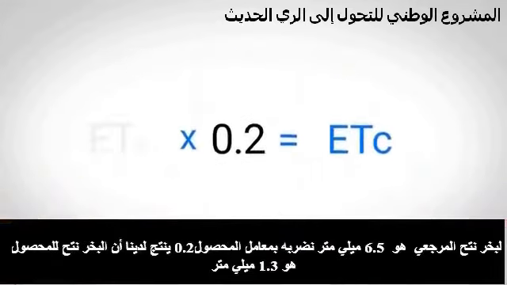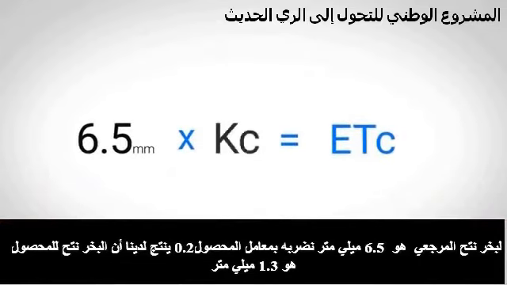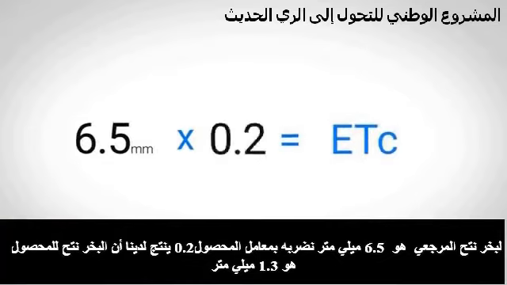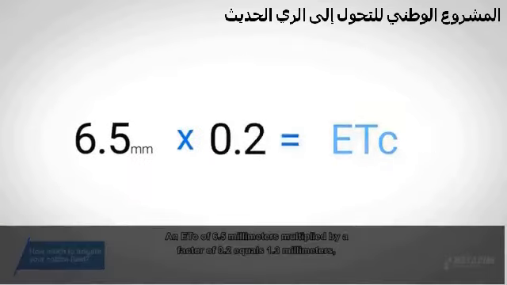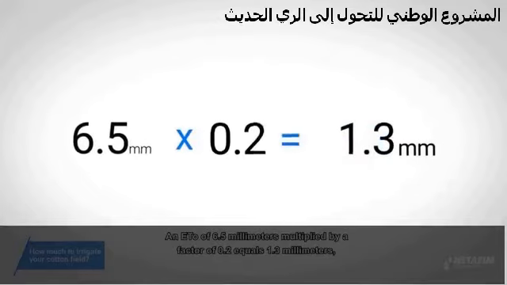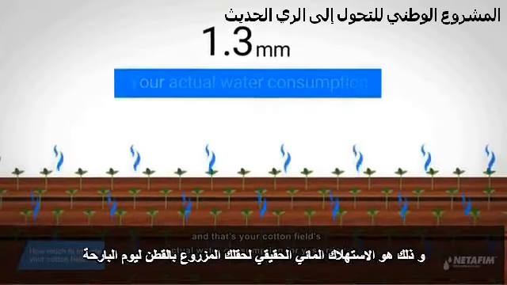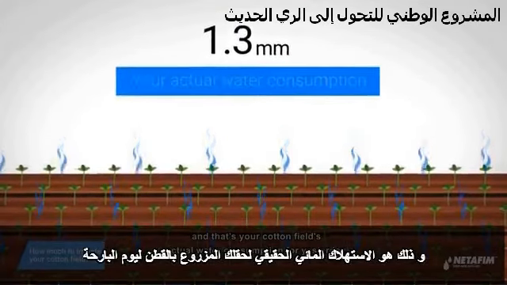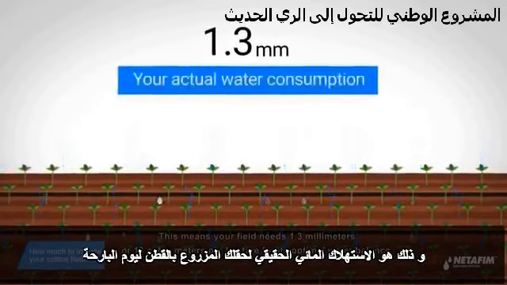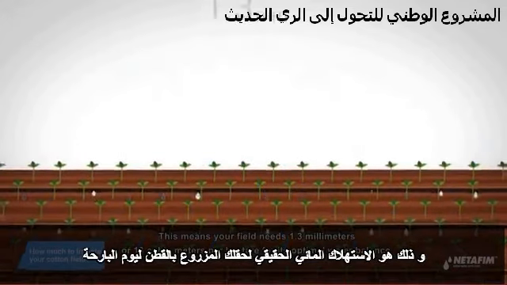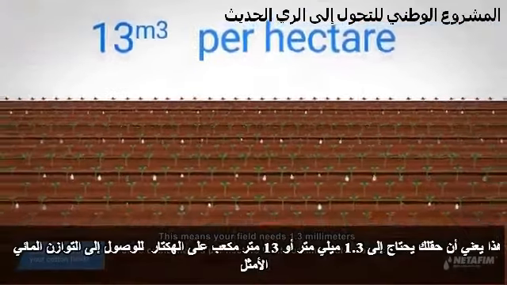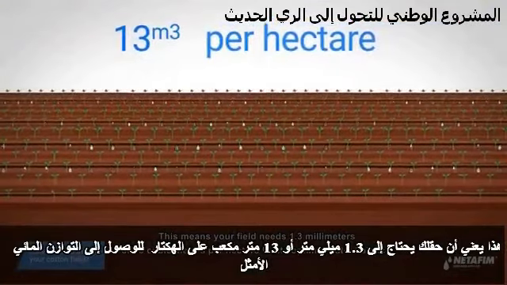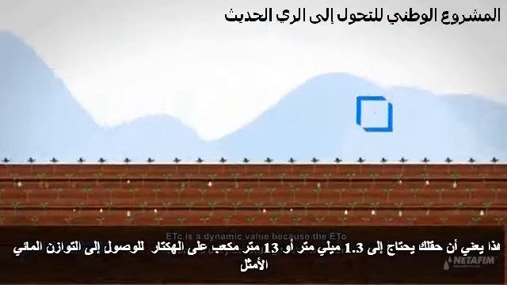Now we do the math. An ETO of 6.5 millimeters multiplied by a factor of 0.2 equals 1.3 millimeters. And that's your cotton field's actual water consumption for yesterday. This means your field needs 1.3 millimeters or 13 cubic meters per hectare for its optimal water balance.